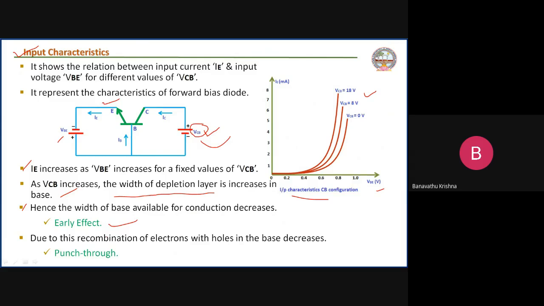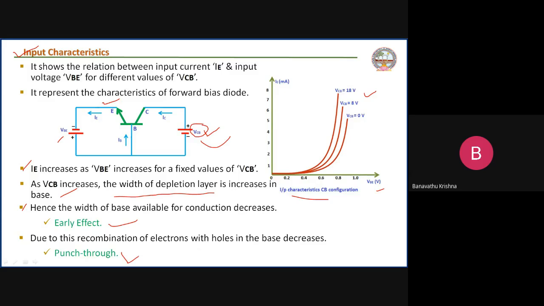And one more thing here: due to this, the recombination of electrons with holes in the base also decreases. Further, if the collector to base voltage VCB is going to increase further, at one stage the depletion region at the collector junction completely occupies the base. So this phenomenon is called the punch through effect.